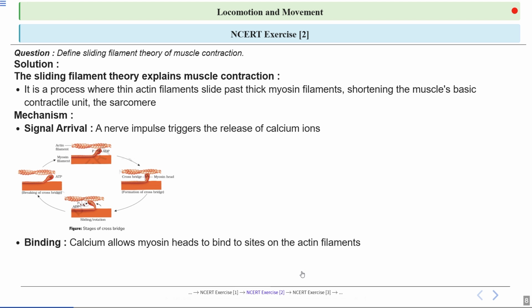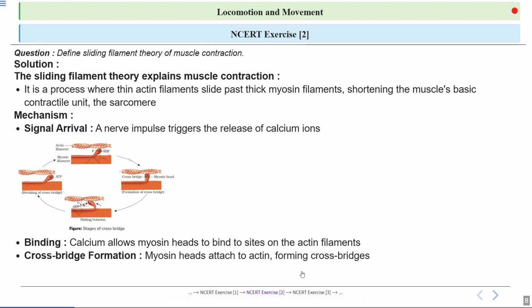Now let's focus specifically on binding. The calcium ions allow the myosin heads to attach to specific sites on the actin filaments. You can think of this like a key unlocking a door, allowing the myosin to grab onto the actin and get ready to pull.